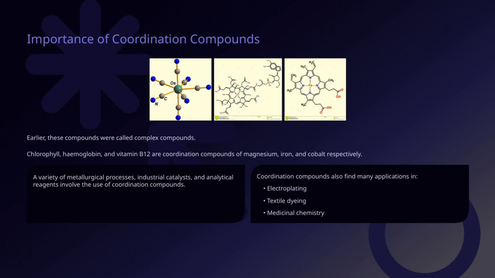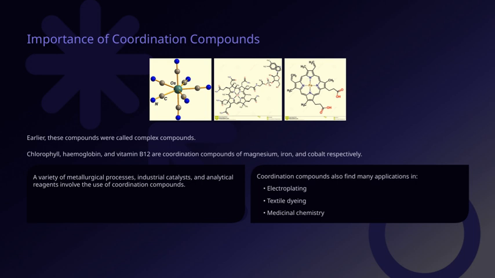But their importance doesn't stop there. Coordination compounds are also key in various metallurgical processes, industrial catalysts, and analytical reagents. These applications highlight how versatile and vital these compounds are across different industries.